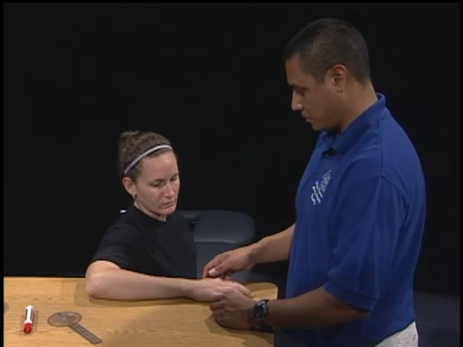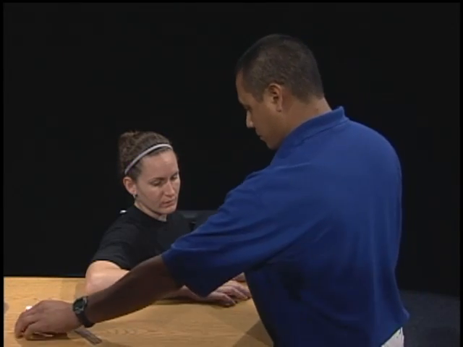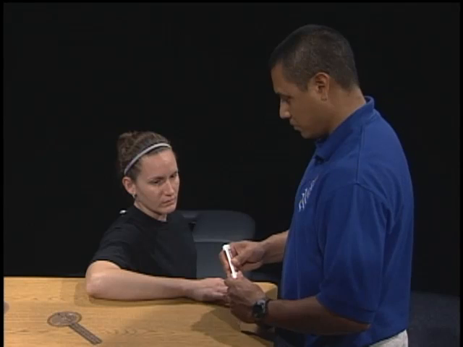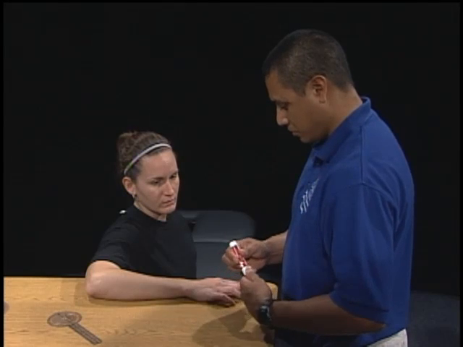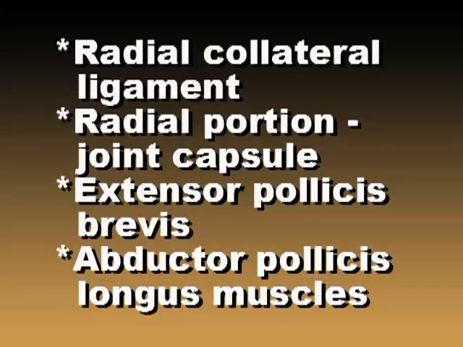The end of wrist ulnar deviation range of motion occurs when resistance is felt and additional motion causes the elbow to extend. Assess the end feel of the joint. This is firm because of tension in the radial collateral ligament and the radial portion of the joint capsule. Tension in the extensor pollicis brevis and abductor pollicis longus muscles may contribute to the firm end feel.